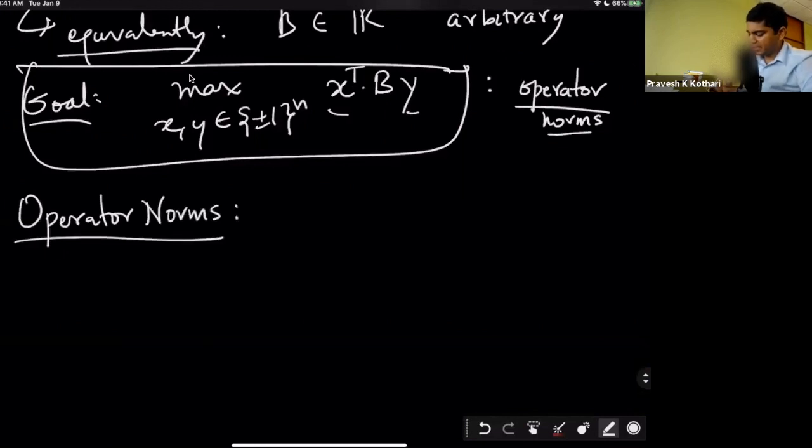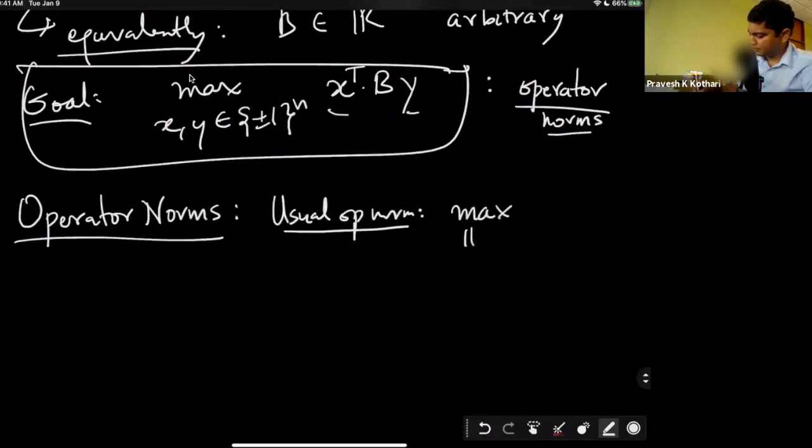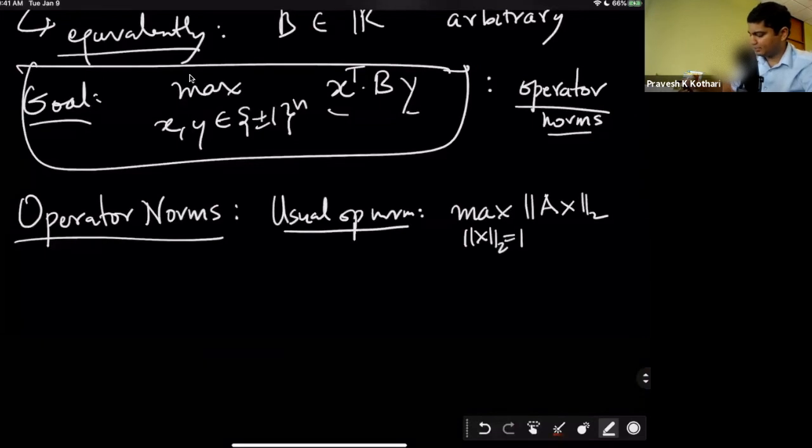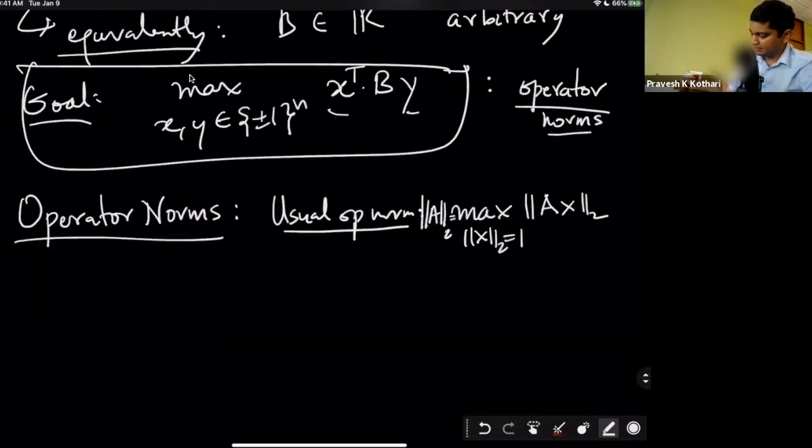Now, when we usually refer to the operator norm of a matrix, we usually mean the following quantity. This is the usual operator norm. We say it's the max over all unit vectors X of the length of A applied to X. This is the operator norm of the matrix A, or at least the usual operator norm of A that we write with a subscript 2 at the bottom.